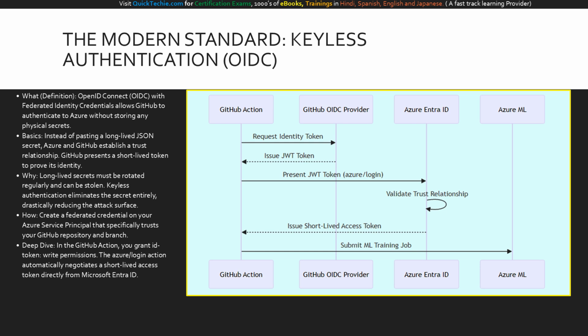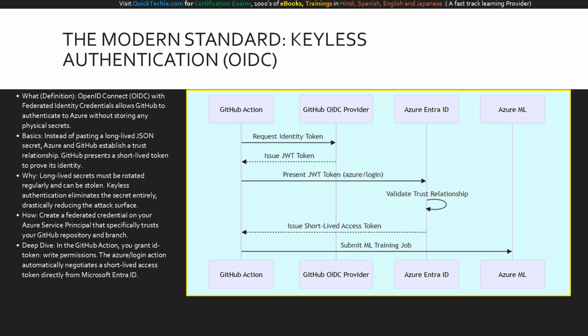With federated identity credentials, we remove the secret. Instead, we configure Azure Entra ID to cryptographically trust your specific GitHub repository. When your pipeline runs, GitHub generates a short-lived identity token and hands it to Azure. Azure verifies the token, says, "I trust this repository," and grants temporary access to the ML workspace. It is vastly more secure because there are no passwords to steal, and the temporary access expires immediately after the pipeline finishes. This sequence diagram illustrates the beauty of keyless authentication.